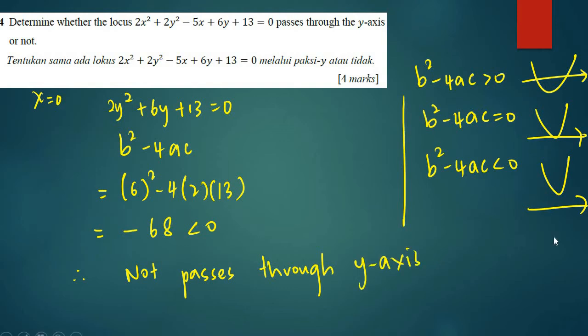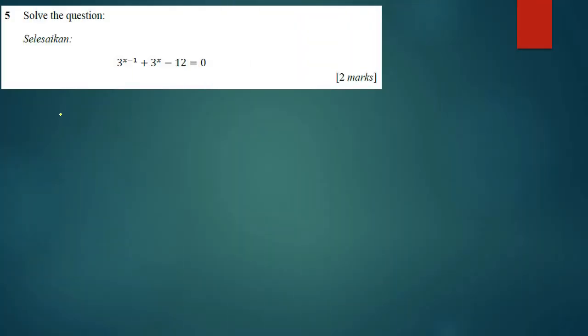Okay, let's see how to solve question number 5. 3 to the power of x minus 1 plus 3x minus 12 equals 0. Okay, when you see 3 power of x, it means this question is simpler than when you see 3 power of 2x in your question. When 3 power of 2x and 3 power of x both exist in the question, it means you have to solve it using quadratic.